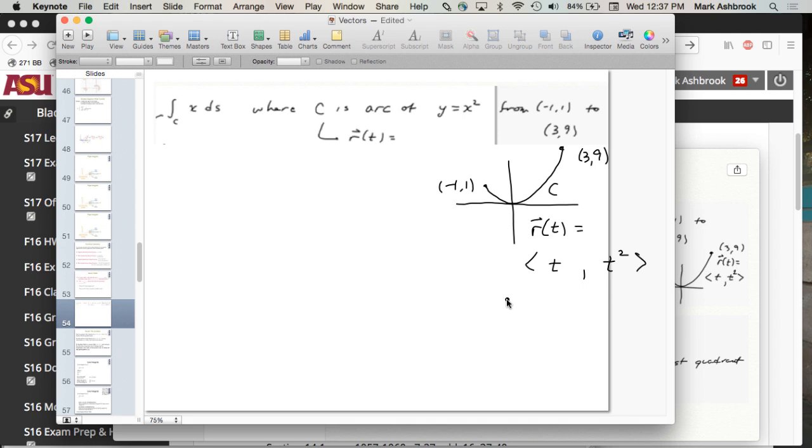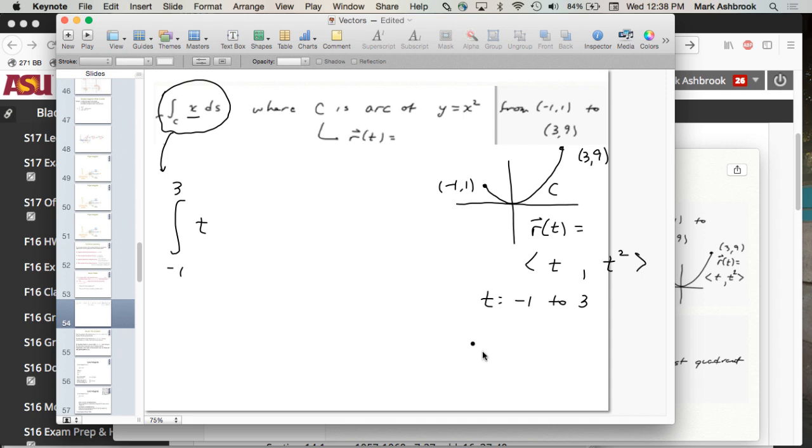Okay, and so our limits of integration are going to be from t equals what to what? Negative 1 to 3, because t is just the same as the x coordinate for this point. So we're going to go from t equals negative 1 to 3. So this thing right here, the integral from negative 1 to 3 of x. What's x? t. And then we need ds.